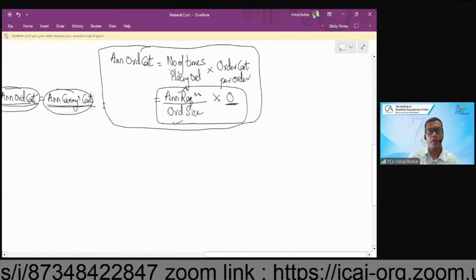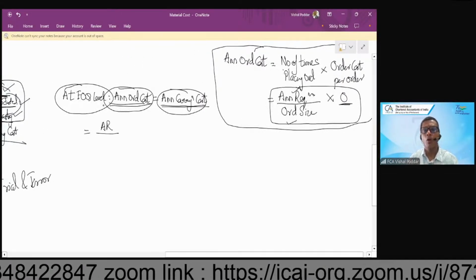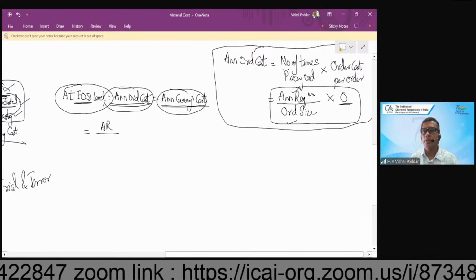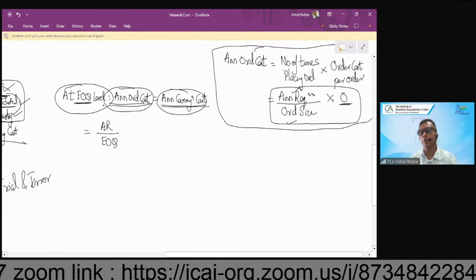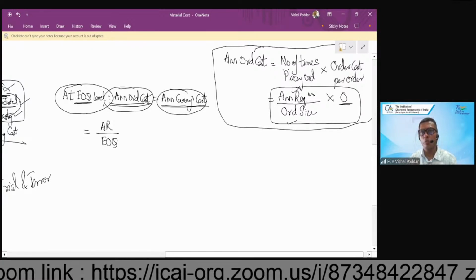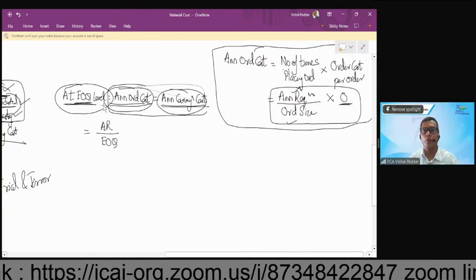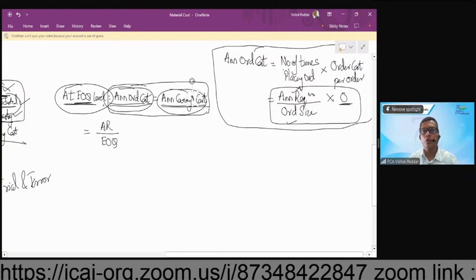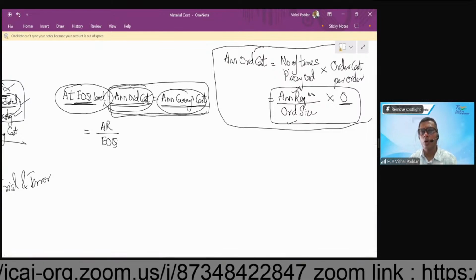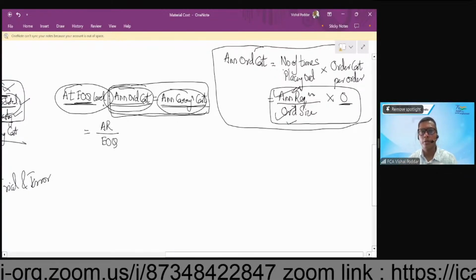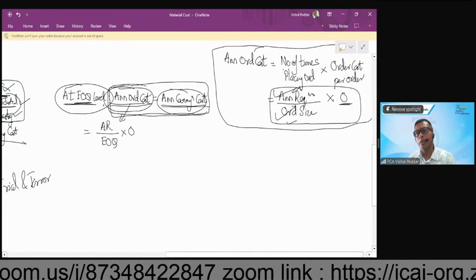Now I'll put it here in this equation. So it is AR, short form for annual requirement, upon order size. But here I'm already saying that this is happening at EOQ level. It means in this equation, my order size is the EOQ, because only at EOQ level this is happening. Both these costs are equating, right? So when both these costs are equating at the EOQ level, the order size here is EOQ. So annual requirement upon order size, which is now EOQ, into O. This is my first part of this equation.